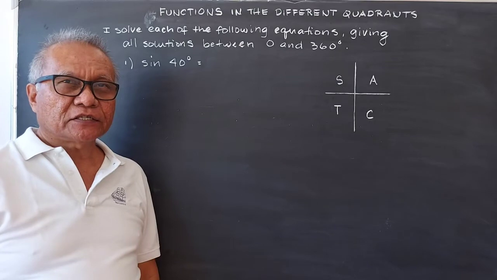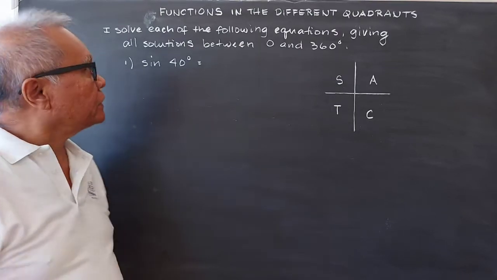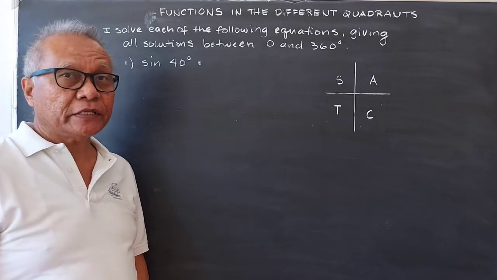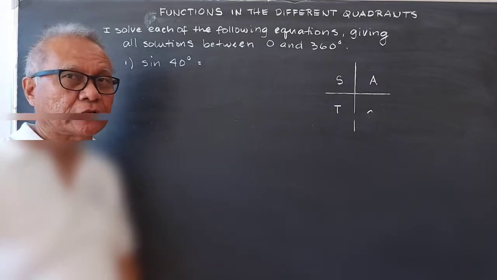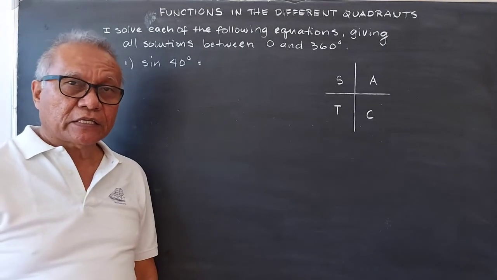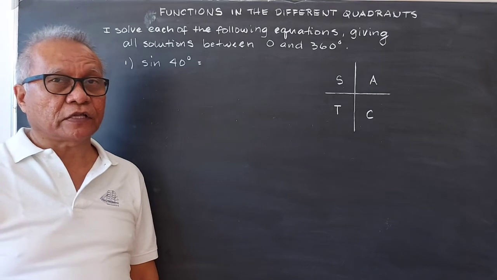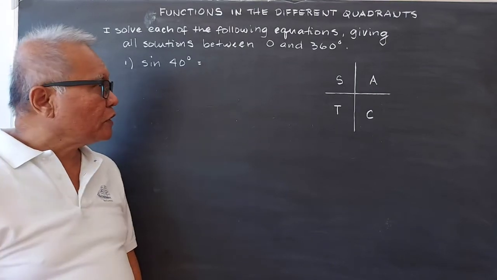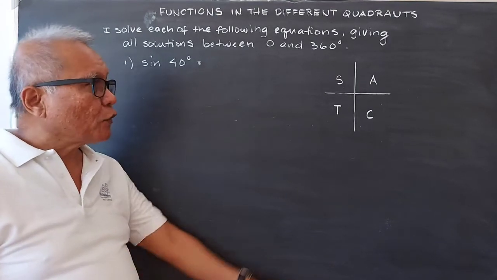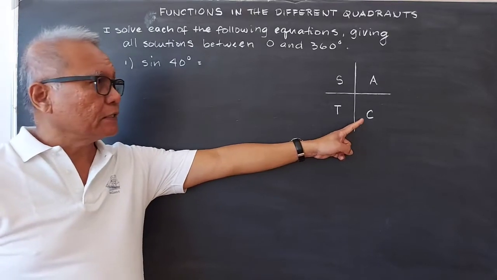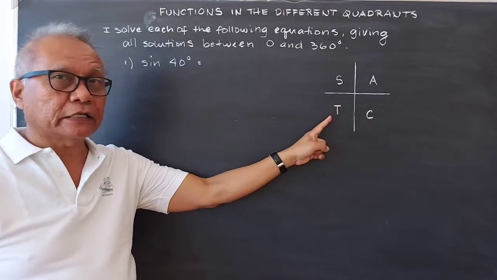Good day, learners. Today we are going to study how to find or determine the functions in the different quadrants. We should know the different signs of our functions in the different quadrants. So to remember the signs of our functions, we have this CAST, C-A-S-T.